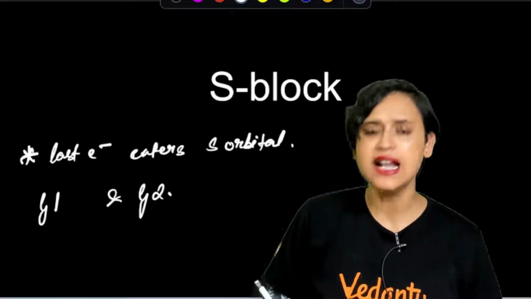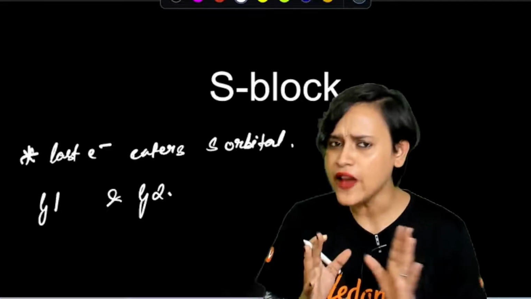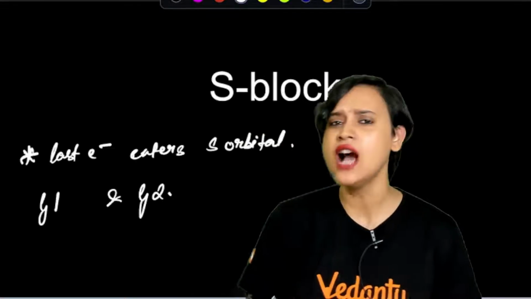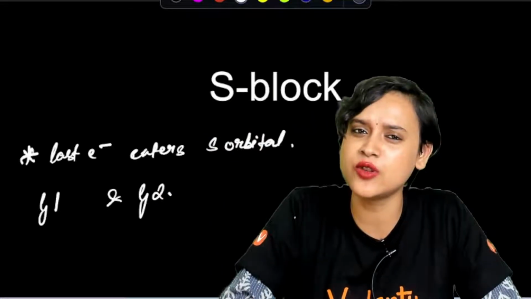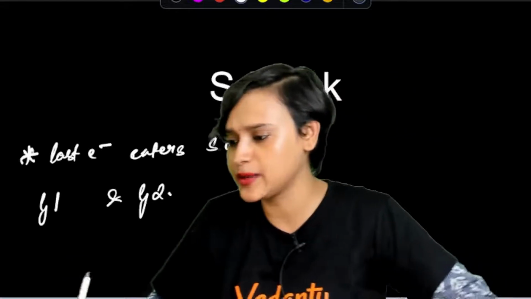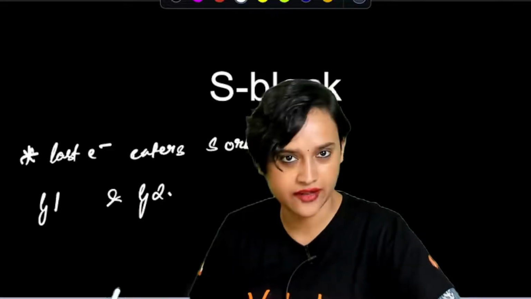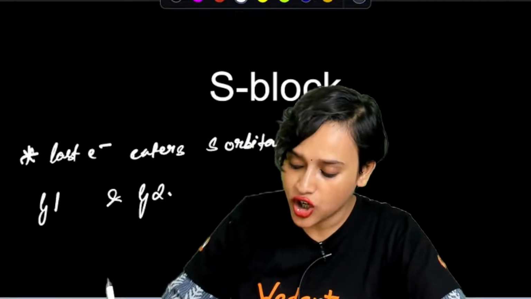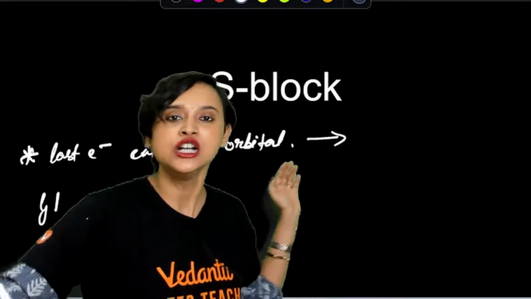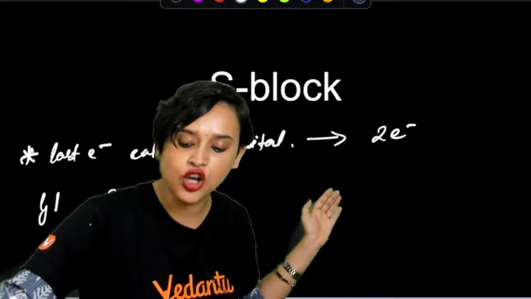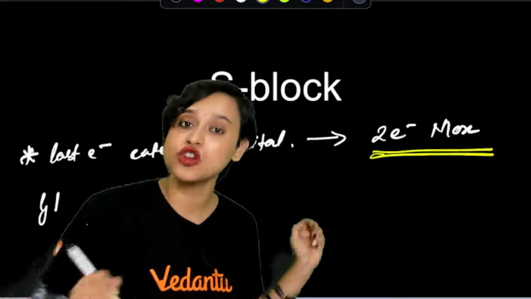Now, here what happens is the last electron enters the s orbital. So if the s orbital we are talking about, then tell me something. How many electrons can we fit into the s orbital? Everybody, please tell me. I am pretty sure that you all will be able to tell me that in the s orbital, we can fit 2 electrons maximum, right?